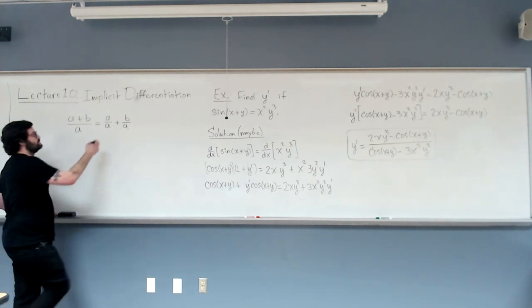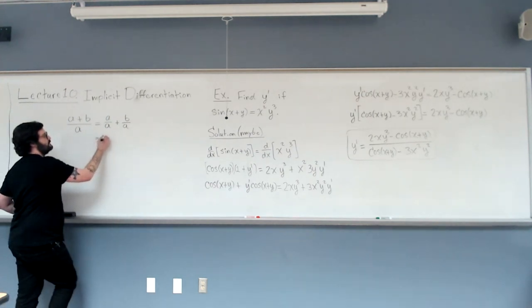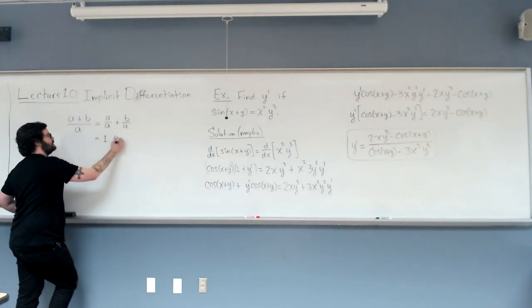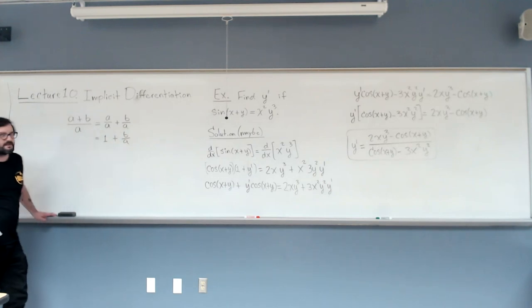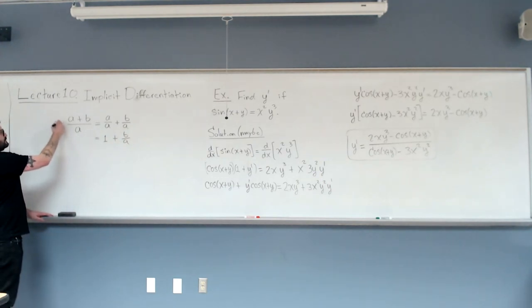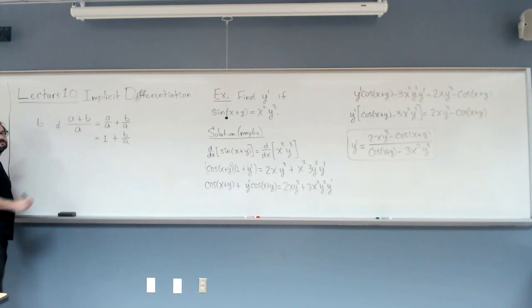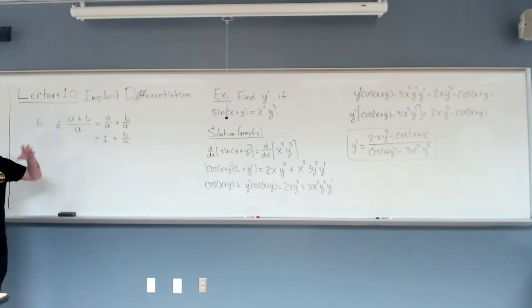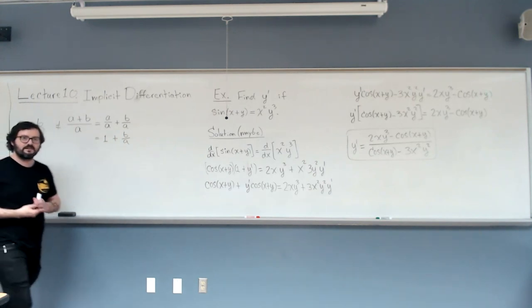That's the only thing I could say to split that up, right? So this becomes what? One plus B over A. That does not equal B, right? It doesn't. And it's because there is no factoring. You can't factor out a one. So think about it like that.